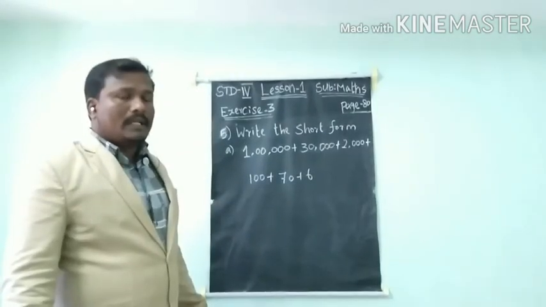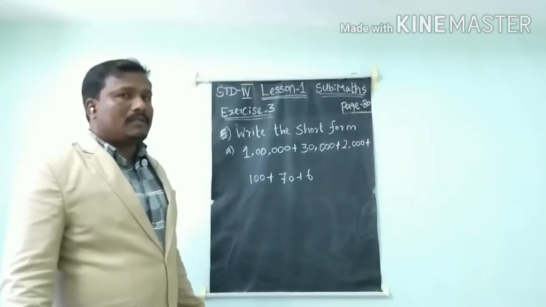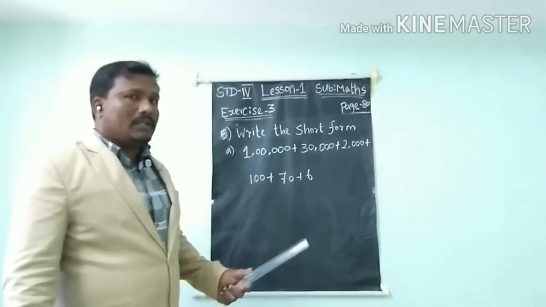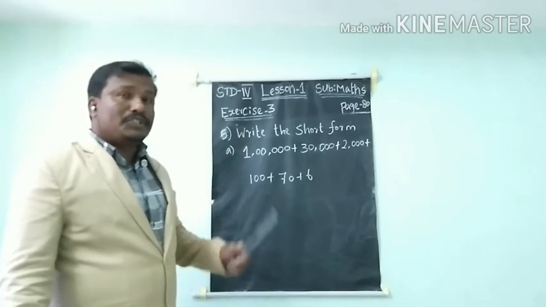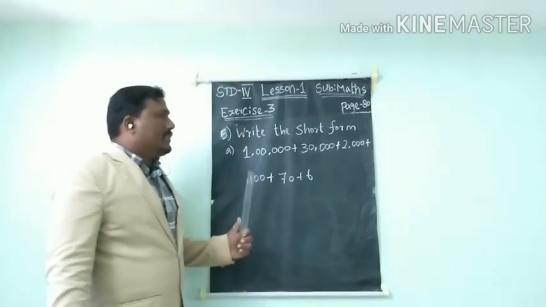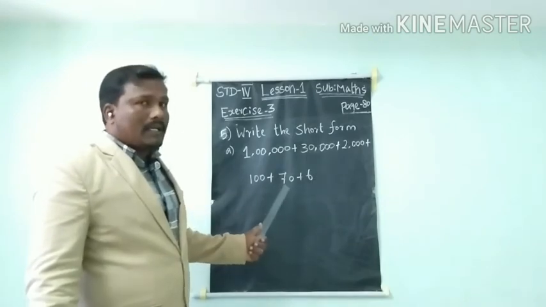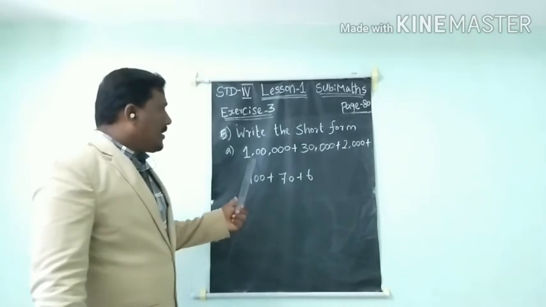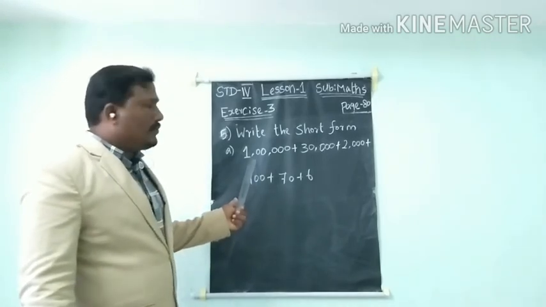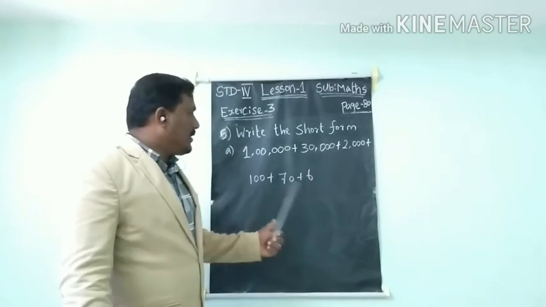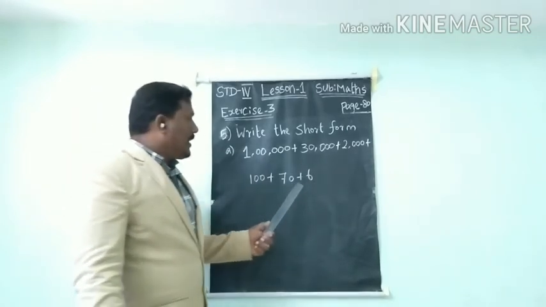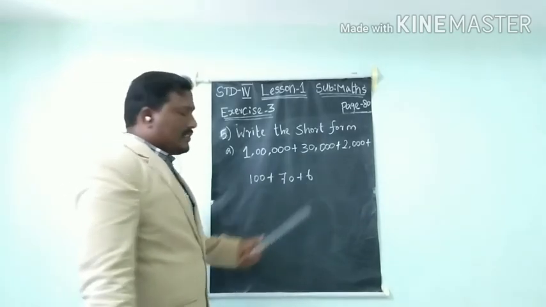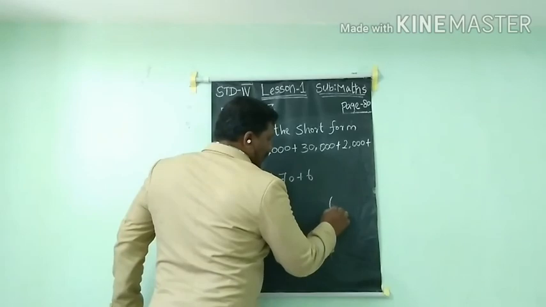Okay, students. Let me see another type of sum. We saw expanded form. Now we will see short form. Okay. We have an expanded form of a number. Now we want to find out the short form of this number. Okay, so it's the largest place value. Then another, and this is the lowest place value. Now we will take from left to right. Okay, it's the ones place now. So we have to take this 6.